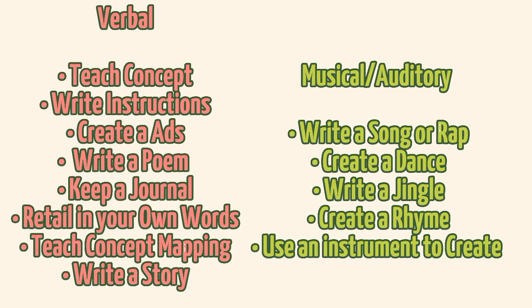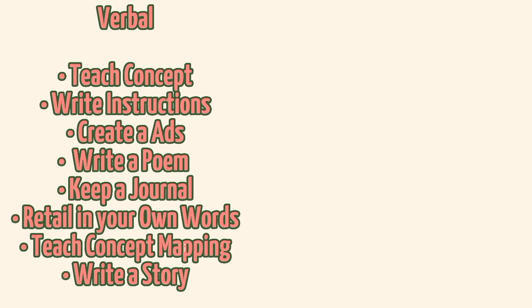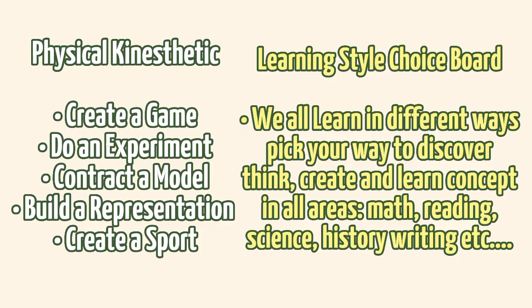In musical auditory, first is write a song or rap. Second is create a dance. Third is write a jingle, and fourth is create a rhyme. And fifth is use an instrument. For verbal: teach a concept, write instructions, create ads, write a poem, keep a journal, retell in your own words, teach concept mapping, write a story. In physical kinesthetic: create a game, do an experiment, construct a model, build a representation, create a sport.